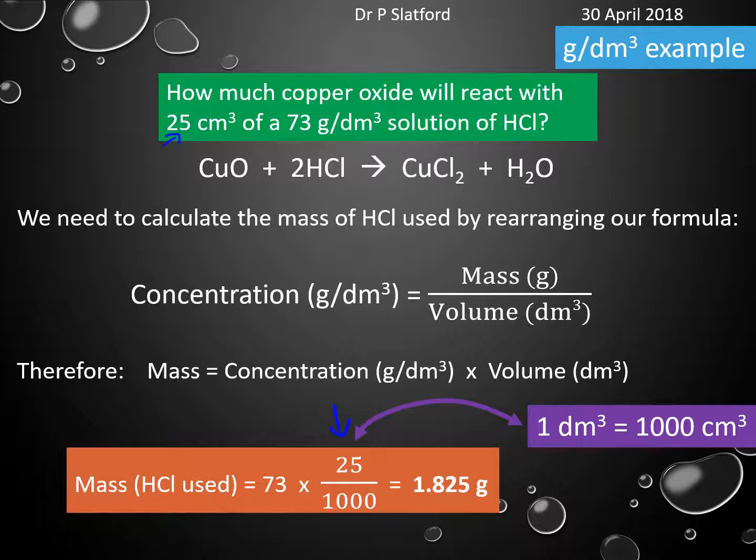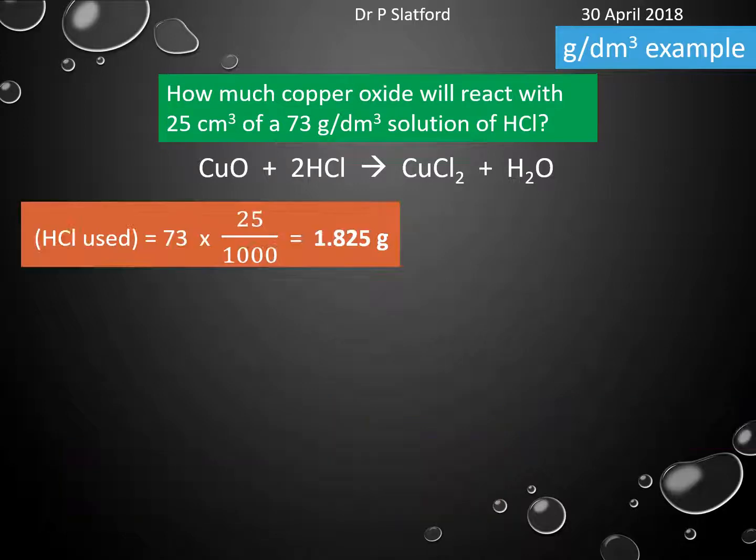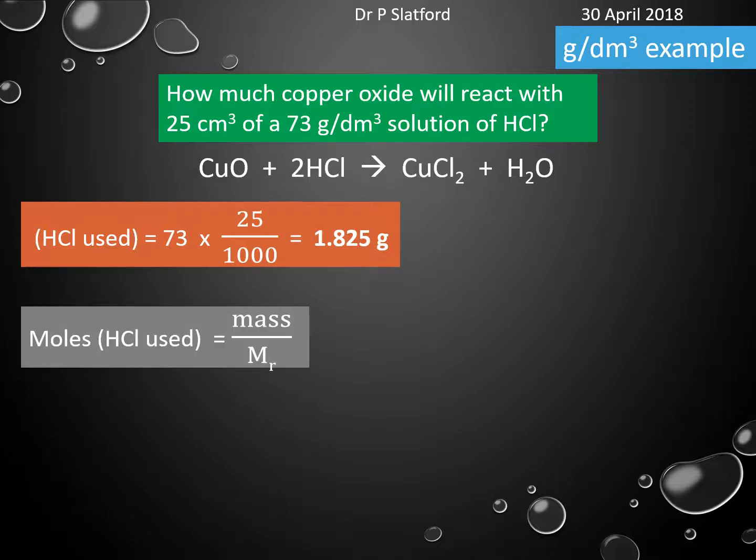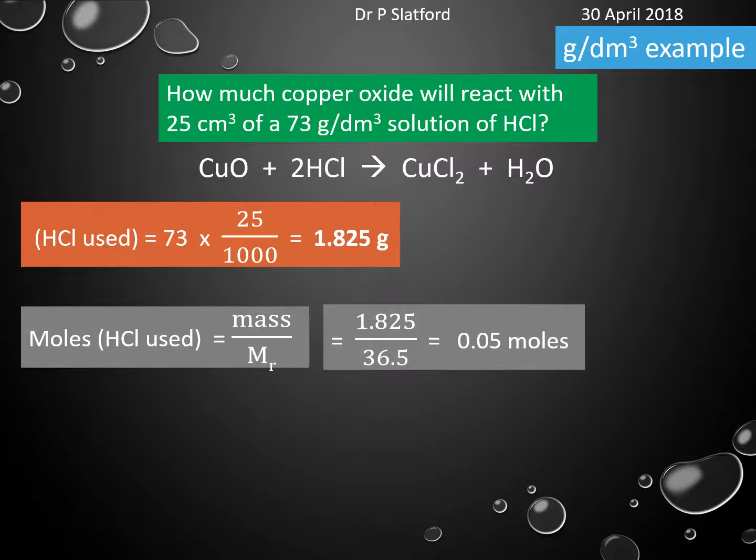So we've been given the concentration of 73 grams per decimeter cubed. We've got the volume, and in decimeters cubed that is 25 divided by 1,000 in this instance. So I've actually used 1.825 grams of HCl. And that's not the end of this question, okay? So if I've used 1.825 grams of HCl, I can now work out the number of moles of HCl used, because moles is the mass divided by the Mr. In this case, it's 1.825 divided by 36.5. And that equals 0.05 moles of HCl used in the reaction.